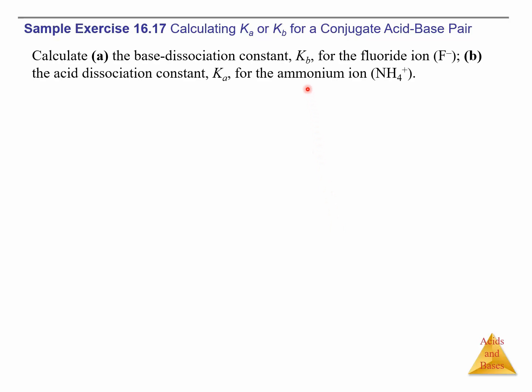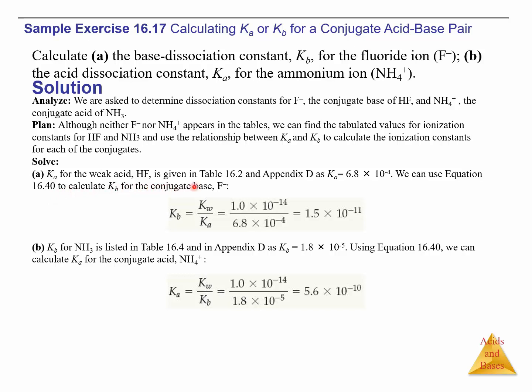Calculate A, the base dissociation constant Kb for the fluoride ion, and B, the acid dissociation constant Ka for the ammonium ion. Now, Ka for the weak acid HF is given in table 16.2 and appendix D as Ka equal to this. We can use equation 16.40 to calculate Kb: Kb equals Kw divided by Ka, and this is the value of Kb. Kb for ammonia is listed in the same table, and it is this value. Using the same equation, we can calculate Ka to be equal to Kw divided by Kb, and this is the value of Ka.